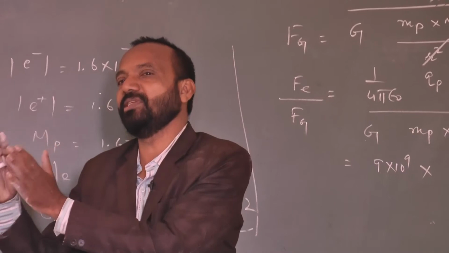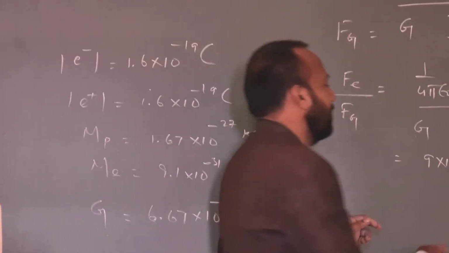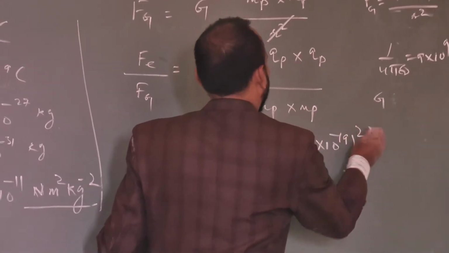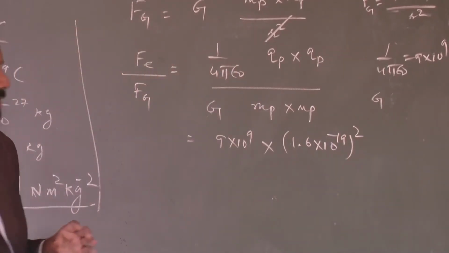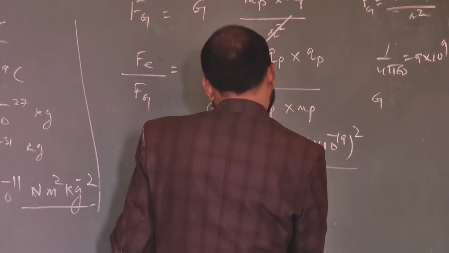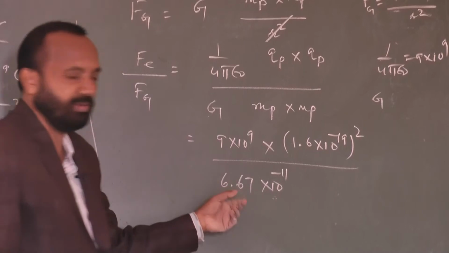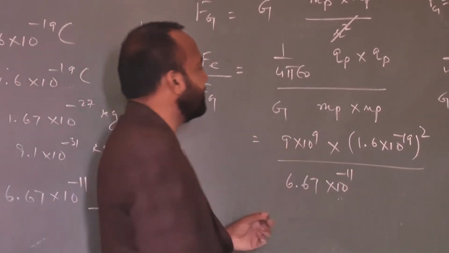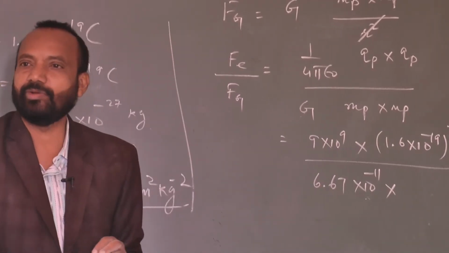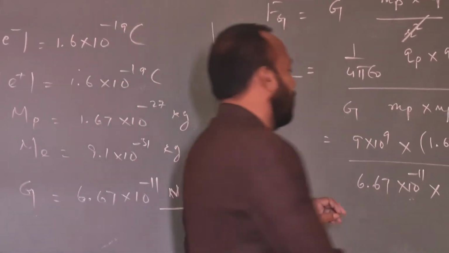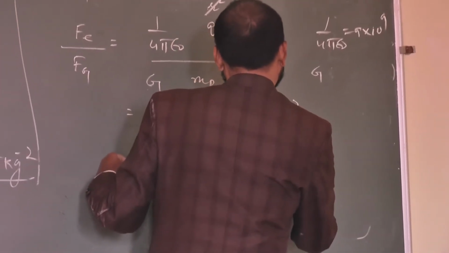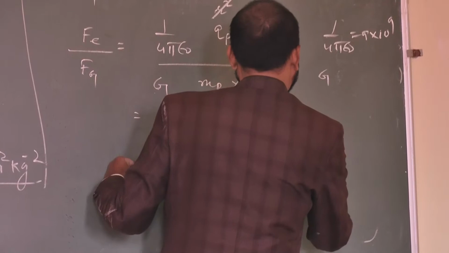That is 1.6 into 10 to the power minus 19, that much whole square, divided by G value, 6.67 into 10 to the power minus 11, into mass of the proton, which is 1.67 into 10 to the power minus 27 whole square.